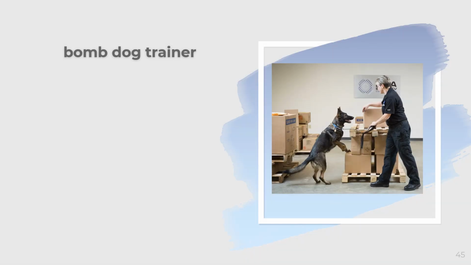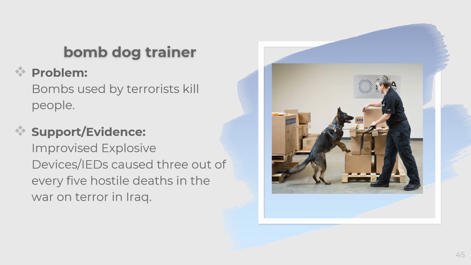Let's move on to another example, and the example concerns bomb dog trainers. Bomb dog trainers are people who train dogs to sniff out explosives. So the problem would be bombs used by terrorists kill people. It's a very, very simple problem, right? Let's prove that with support or evidence.